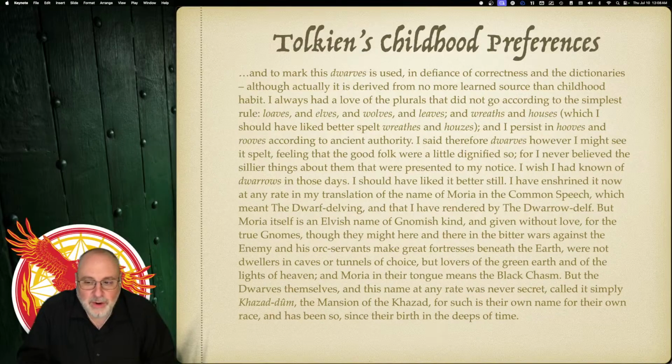Here he is Rosetta Stoning again. But the dwarves themselves, and this name at any rate was never secret, called it simply Khazad-dûm, the mansion of the Khazad, for such is their own name for their own race, and has been so since their birth in the deeps of time.